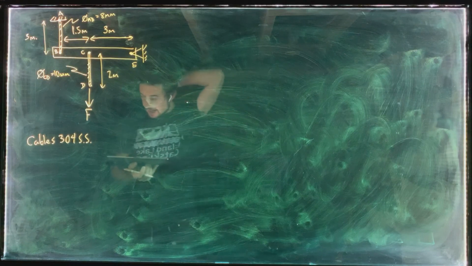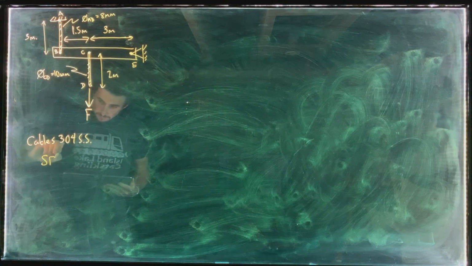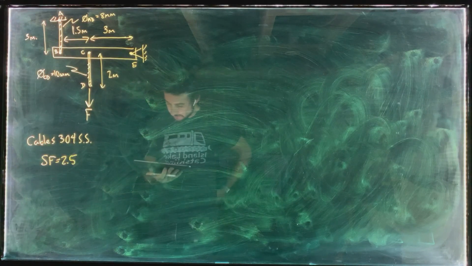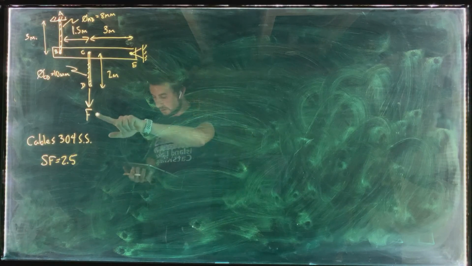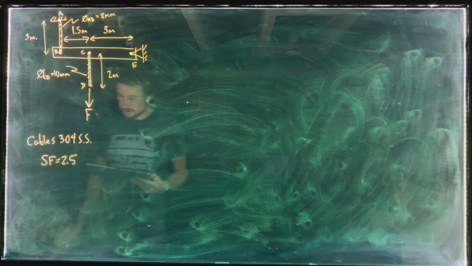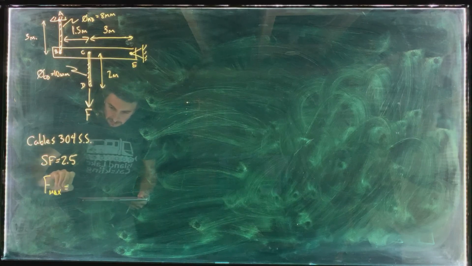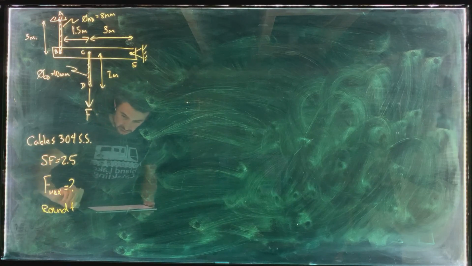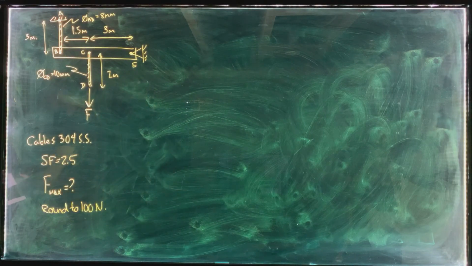If the cables must have a minimum safety factor of 2.5, so I'm going to write that down. Our minimum safety factor is 2.5. Determine the maximum allowable load F that can be applied. Right, there's F. Rounded to the nearest 100 newtons. F max is the question, and we're told to round to the nearest 100 newtons.